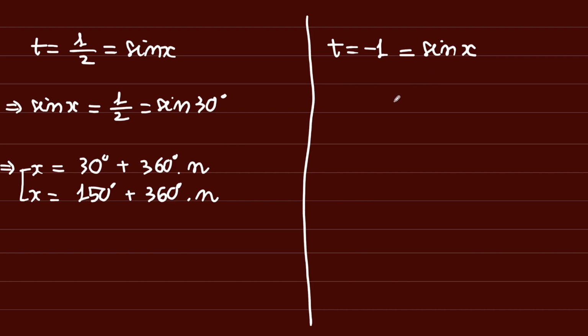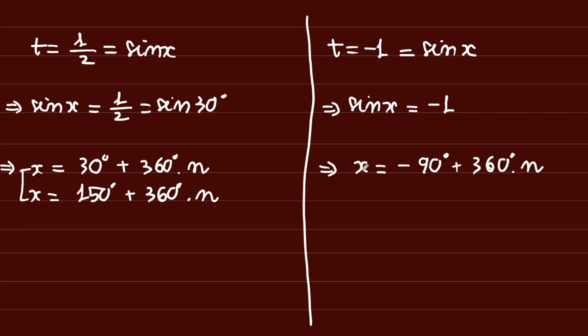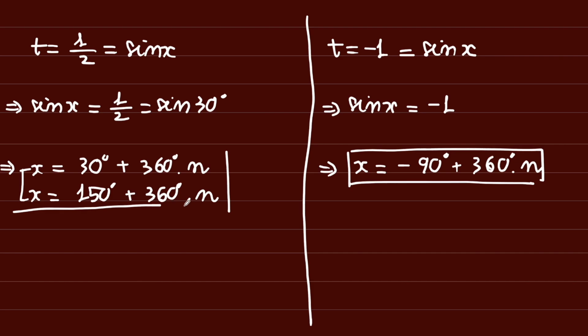Okay, and for the second solution, sine h equal to minus 1, and minus 1 is one of the four special angles. So minus 1 corresponds to minus 90 degrees plus 360 degrees multiply n. Okay, so one general solution and two general solutions more. We got three general solutions for this question.